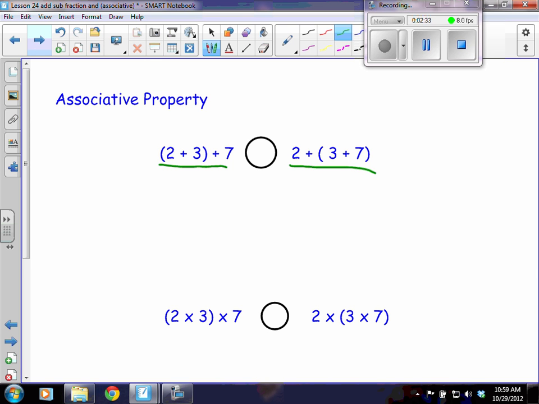So to solve this, we're going to start inside the parentheses, and this is going to give us an answer of 5. And we're going to add that to our 7 to give us a total of 12. On to the other side, we've got to once again start in the parentheses, which is going to give us an answer of 10. And we're going to add it to 2, and that gives us a total of 12. So in the end, as we look at our problems, they are equal. And this is what the associative property of addition is going to show us. Even though we have parentheses, which tells us where we need to start, the parentheses in this case aren't going to make a difference in terms of what the total outcome is going to be.